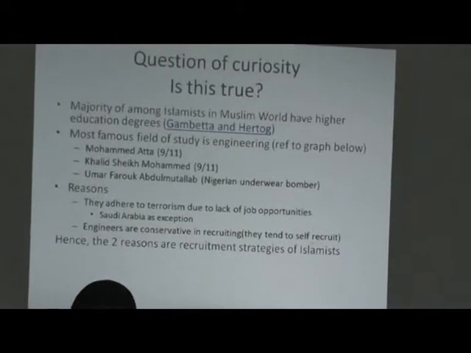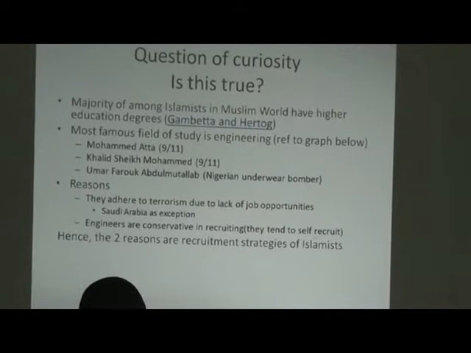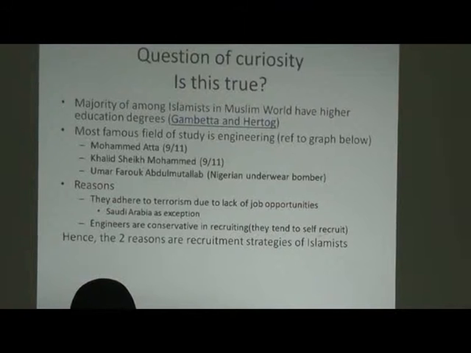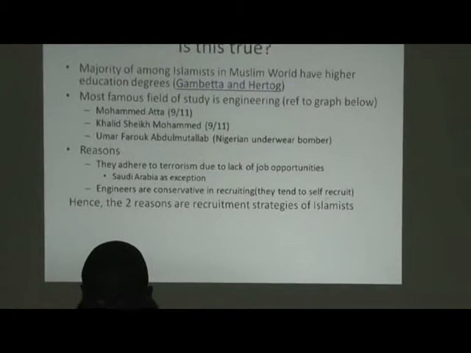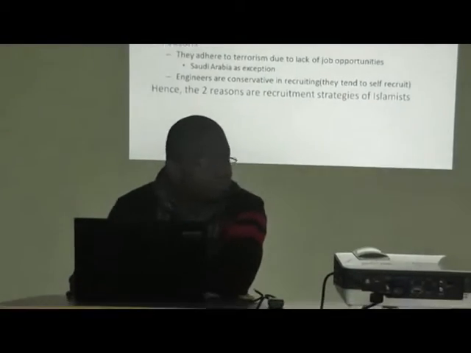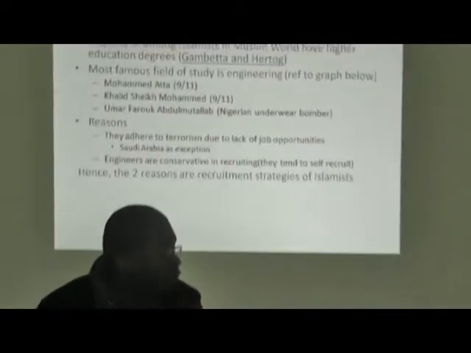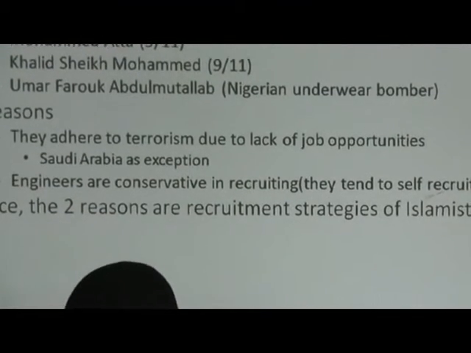The next point is about just a question of curiosity. It is true that the majority among Islamists in the Muslim world have high education degrees. That is the point of the two researchers, Gambetta and Hertog. And it has also been noticed that the most common field of study for people engaged in terrorism is engineering. You have the three cases of Muhammad Atta, Khalid Sheikh Mohammed, and Umar Farouk. Very difficult name. Yes. And probably the two main reasons are they turn to terrorism because of the lack of job opportunities, or it's either engineers are more likely to recruit also engineers. They engage in a self-recruitment process.